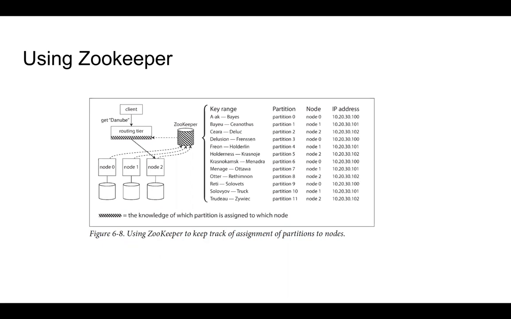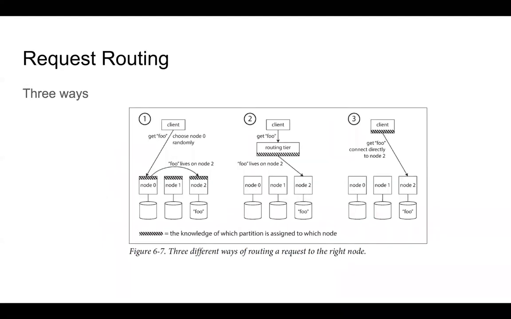Any questions on this or on the request routing part? The first one is similar to what Cassandra uses, right? The first approach. Probably here there will be a gossip protocol, and node 0, node 1, and node 2 will be interacting with each other and then forwarding the request.